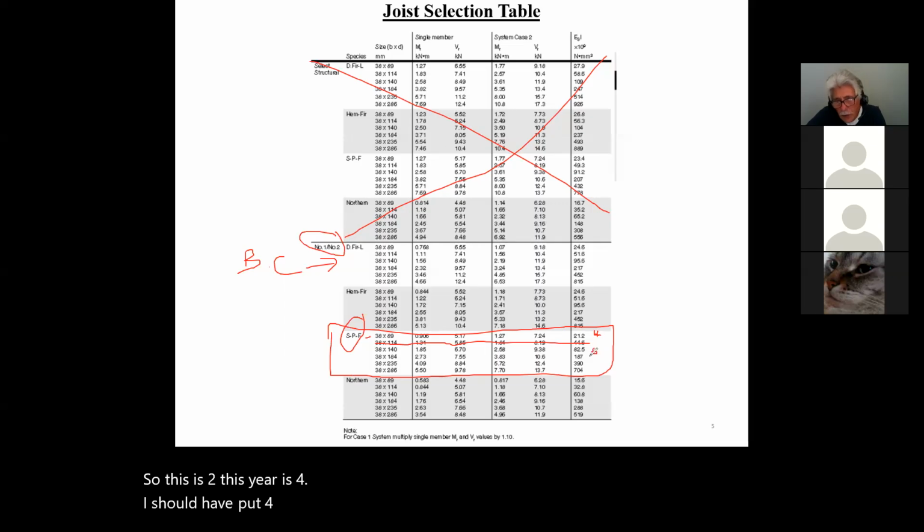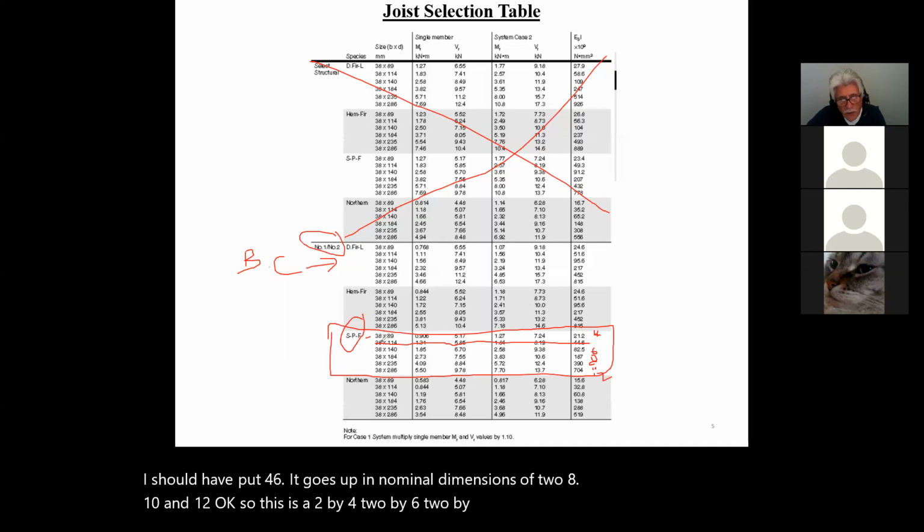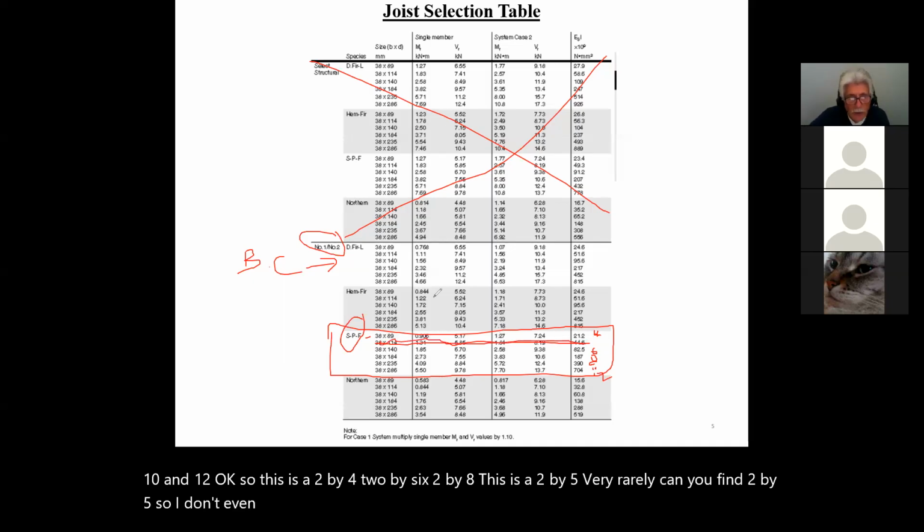It goes up in nominal dimensions of 2, 8, 10, and 12. Okay, so this is a 2x4, 2x6, 2x8, and this is a 2x5. Very rarely can you find 2x5. So I don't even consider that. Now, so here are your sizes. Now, this is the value of a single member.